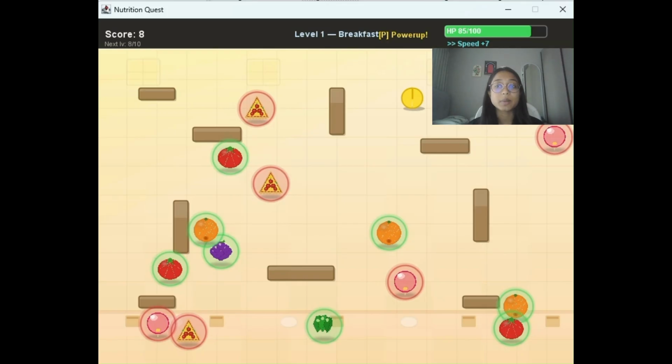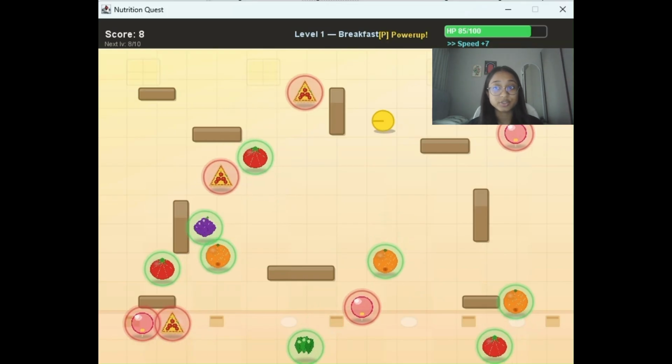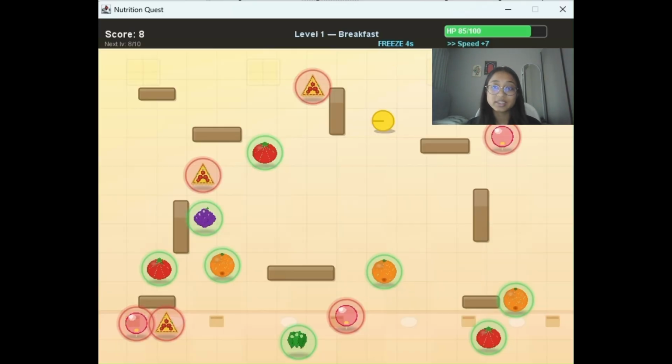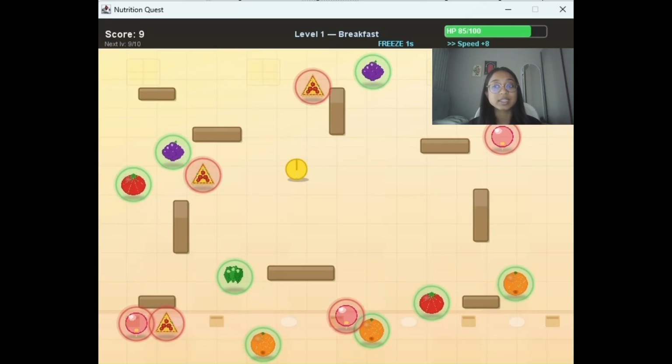The game also includes a power-up system with 3 types: freeze, shield, and double points. Each power-up is implemented using a common interface, allowing flexible and modular behavior. When activated, the effect is shown on the HUD and affects the gameplay for a limited duration.